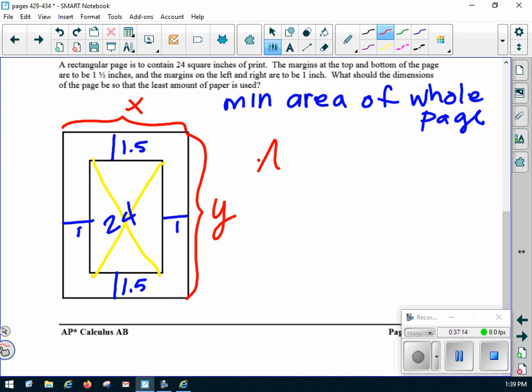Now, the area that I'm trying to maximize, write an equation for the area I am trying to maximize. Minimize. Minimize. What am I trying to minimize? No, read. Whole page. I'm trying to minimize x times y.